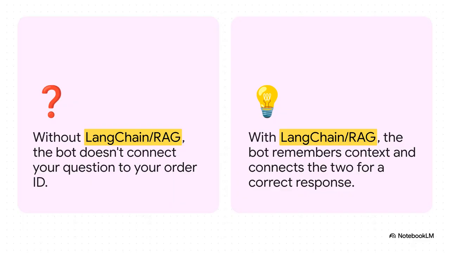And here's why that matters. Look at this example. Without RAG, you might ask about your order and then give the order ID in the next message, and the bot is totally lost. It doesn't connect the two. But with RAG, it has that context. It remembers what you just said and uses that new piece of info to give you the right answer. It's the difference between a frustrating, forgetful bot and one that actually helps.